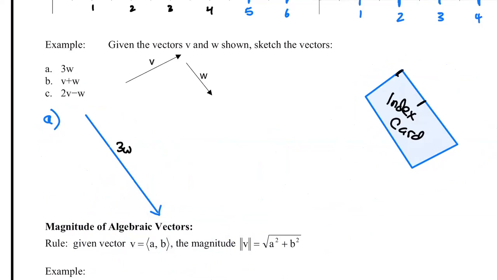Right. V plus W, that one, not too bad. Not too bad at all. So we have V, which I'll do in green. That's going to be that length. Kind of bring that over here. We'll bring in W. Let me label them up so I don't lose track of things.